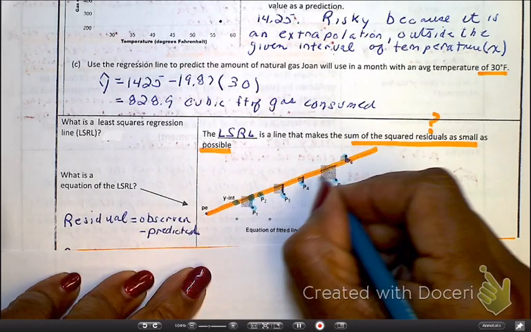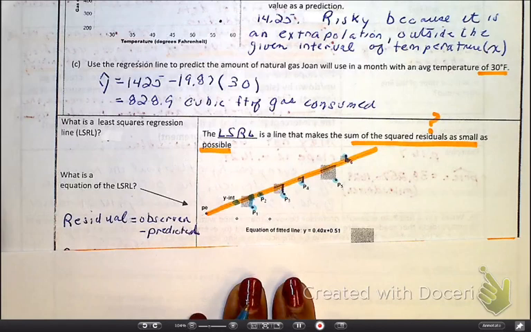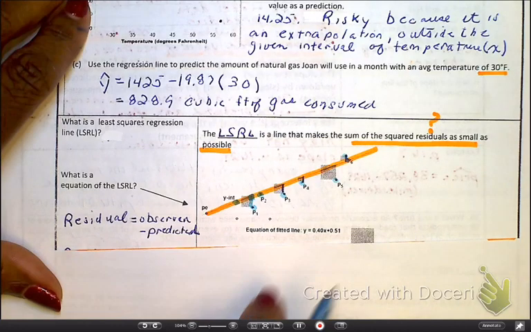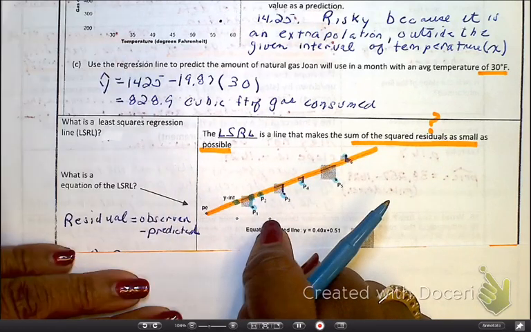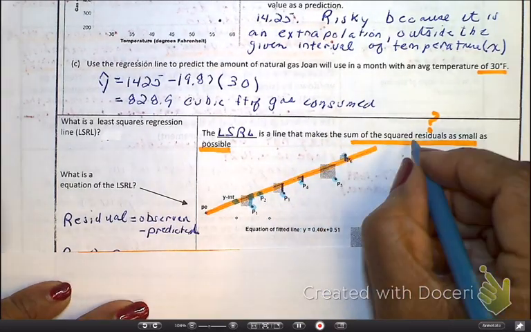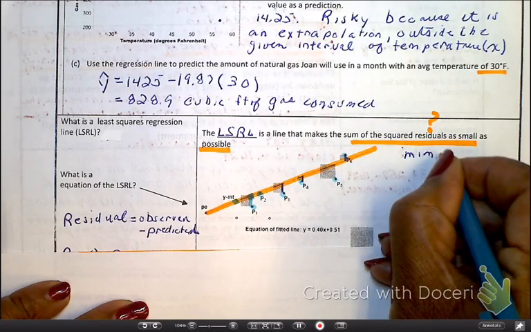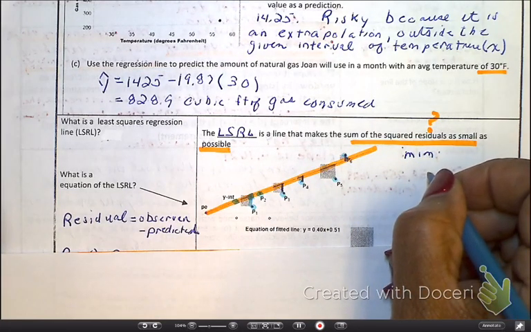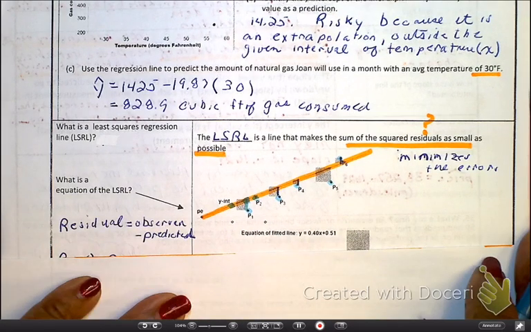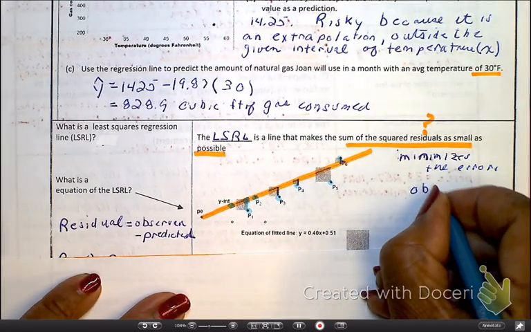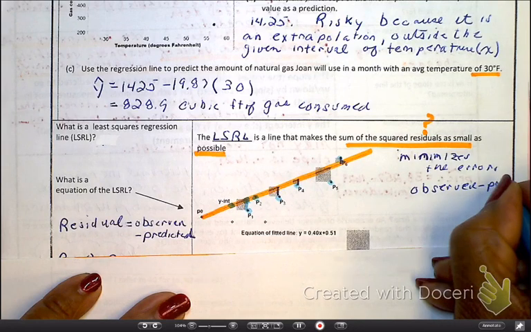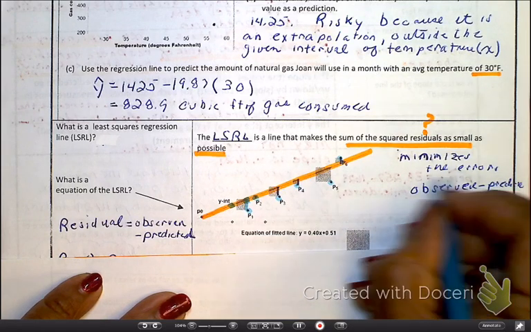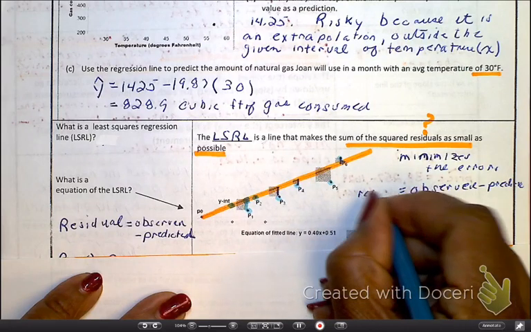And the purpose for the least square regression line, or the line of best fit if you take yourself back to that ideology, is to make a prediction about the future. So the least square regression line minimizes the errors. So as I see here, it makes the sum of the squares of the residuals small. Let's make a note. It minimizes the errors. And when I say it minimizes the errors, we're talking about the observed values, or the actual, versus the predicted. So when I say it minimizes the errors, we're talking about it minimizes the residual.